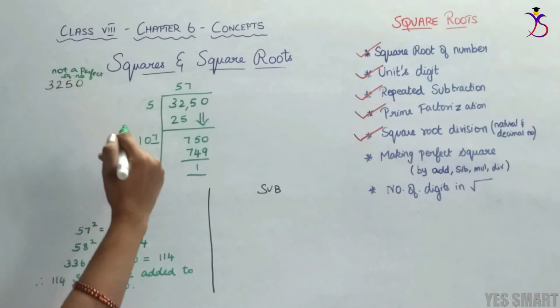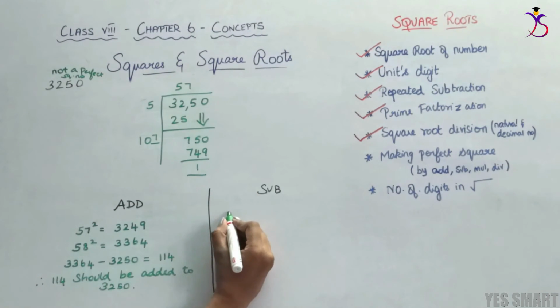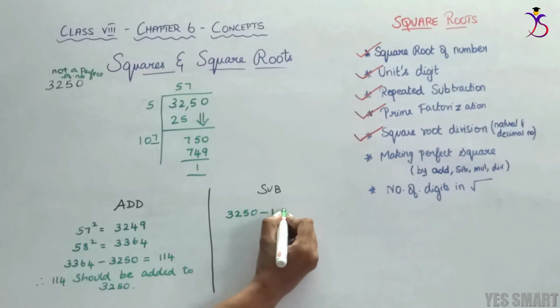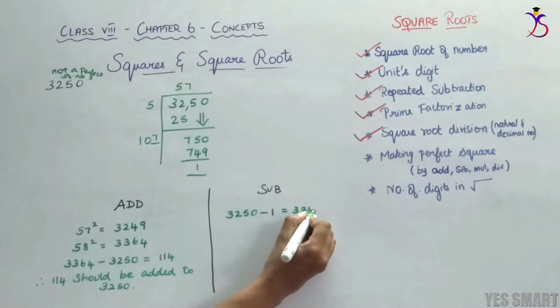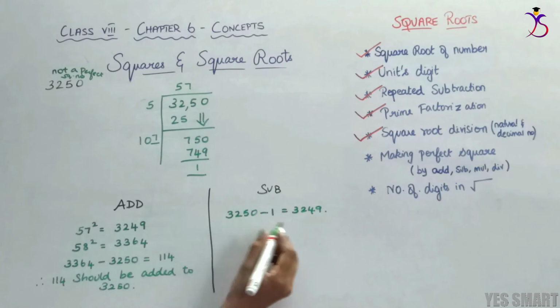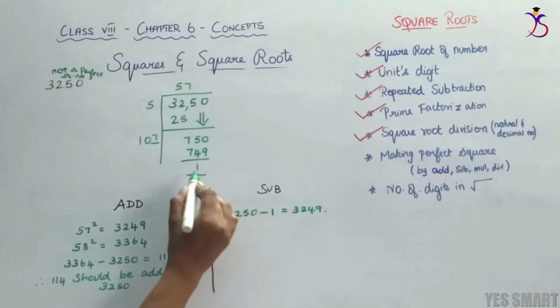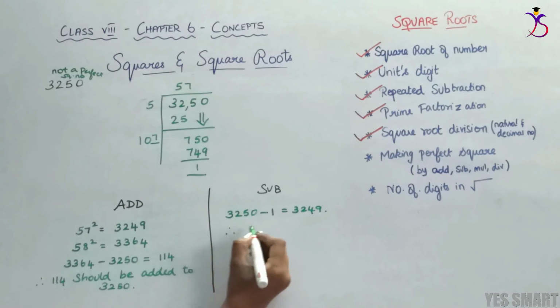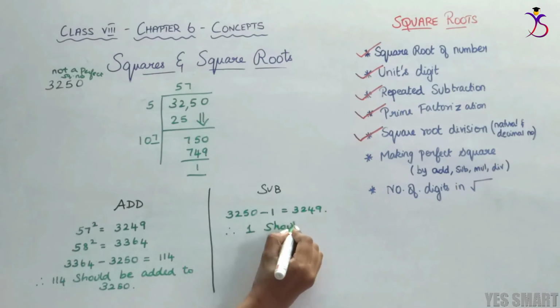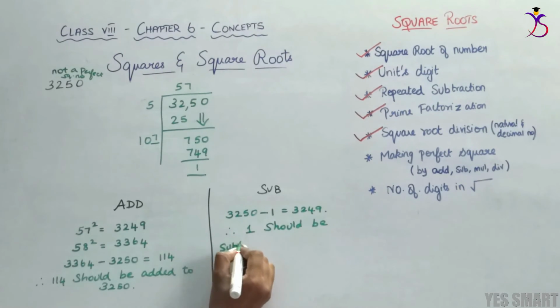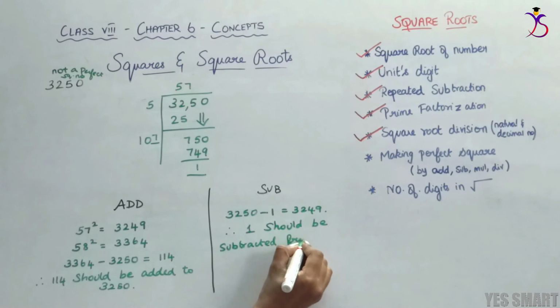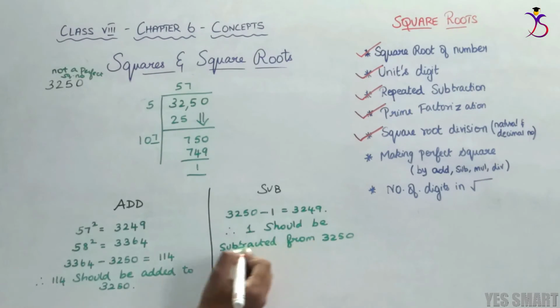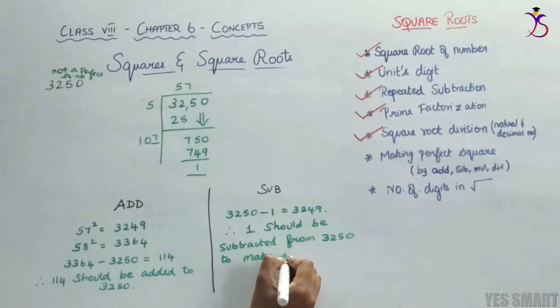Now if at all they have asked what should be subtracted, this is quite simple. We can just subtract the remainder so that we will not get any remainders. So when we subtract 3250 minus 1, 1 is the remainder, that is equal to 3249. Therefore 1 should be subtracted from 3250 to make it a perfect square number.